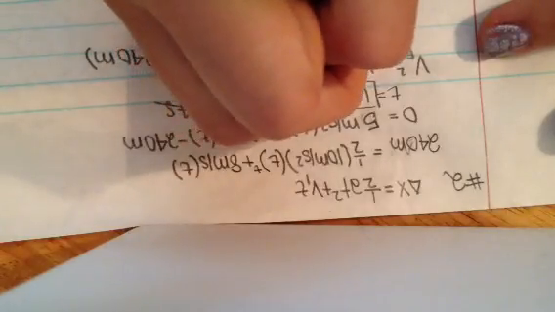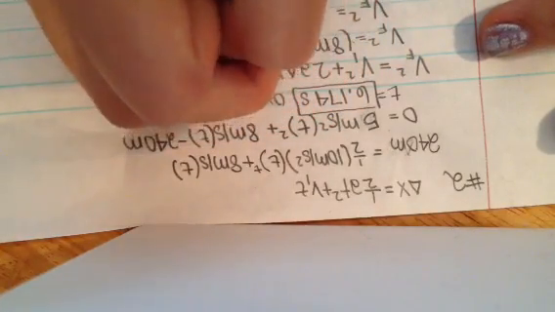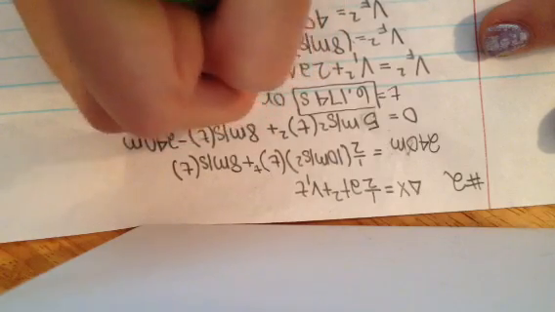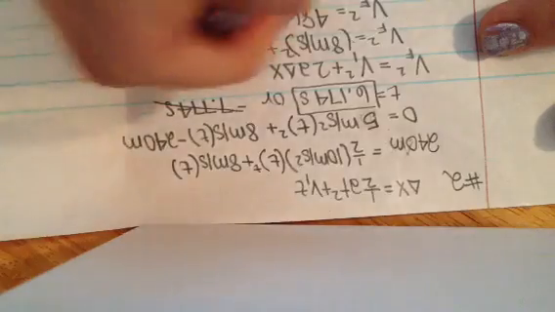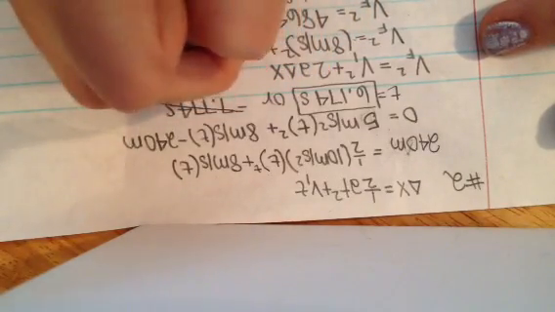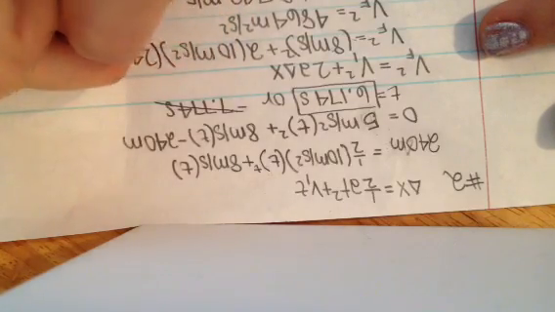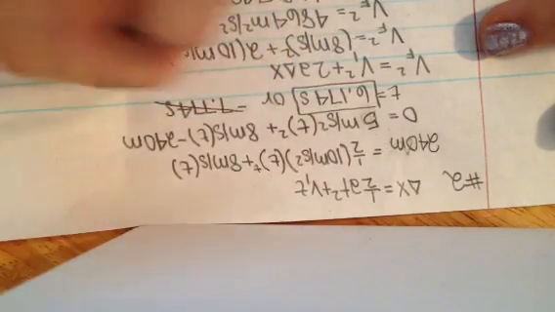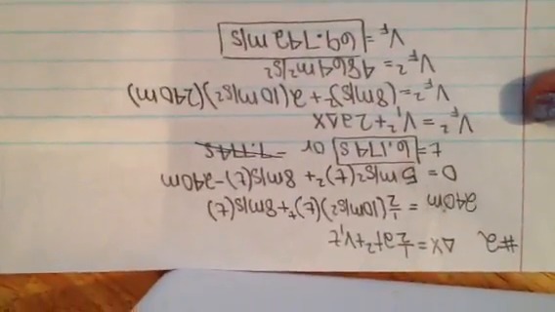So once you do that, velocity final squared equals 4,864 meters squared per second squared. So velocity final equals the square root of that, so it equals 69.742 meters per second. There we go. So that's it.